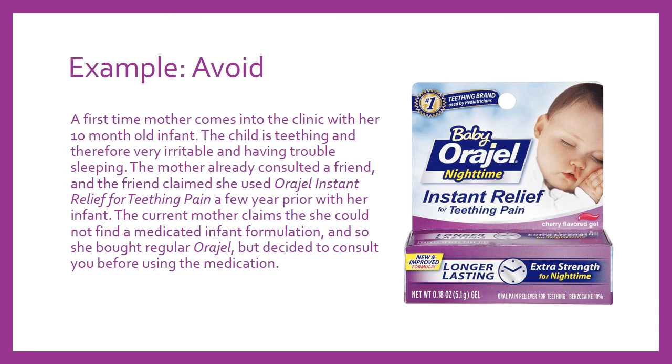Now that everything has finally been defined, let's take some time to actually apply the list. Let's start by saying a first-time mother comes into the clinic with her 10-month-old infant. The child is teething and therefore very irritable and having trouble sleeping. The mother already consulted a friend, and the friend claims she used Orajel Instant Relief for teething pain a few years prior with her little one. The current mother claims she could not find a medicated infant formulation, and so she bought regular Orajel, but decided to consult you before using the medication.